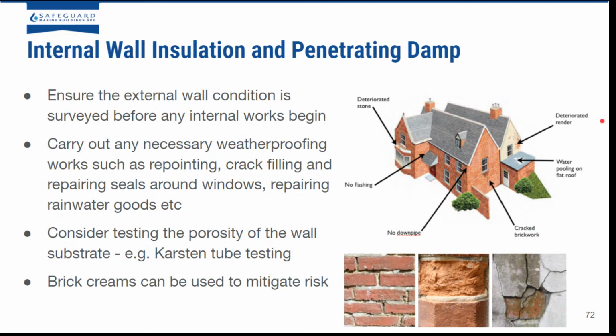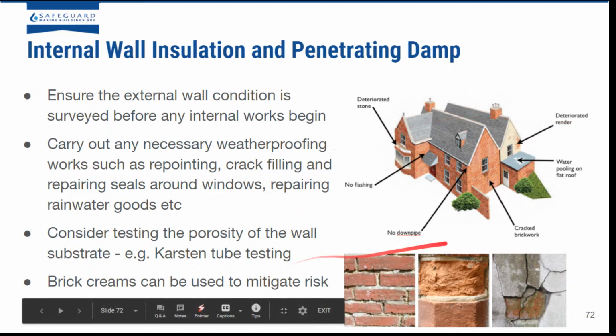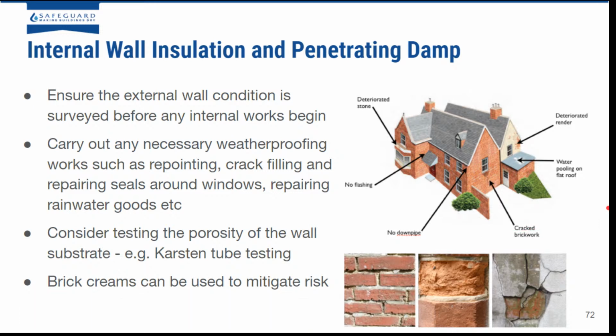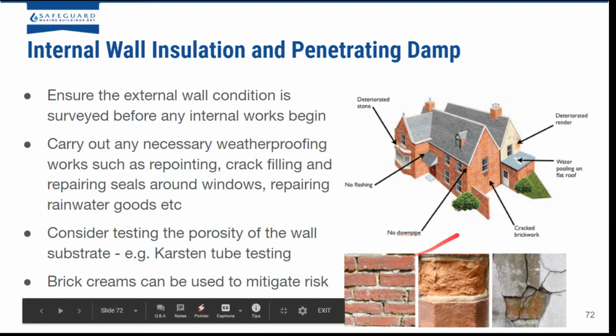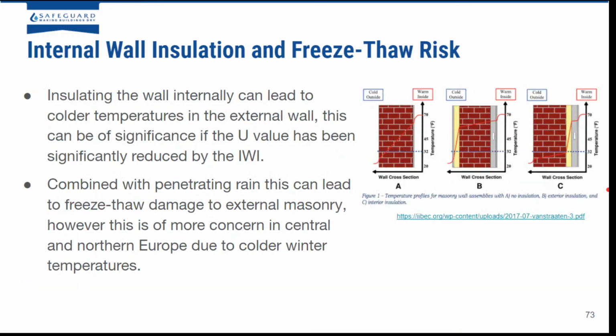So how can you make your internal wall insulation safe? Basically, ensure the external wall condition is surveyed before any internal works begin. Carry out any necessary weatherproofing work, such as repointing, crack filling, repairing seals around windows, repairing rainwater goods, etc. You might want to consider testing the porosity of the wall substrate. We have Storm Dry Karsten tube gauges available if you did want to, and consider the use of a brick cream, which can massively mitigate the risk to IWI.